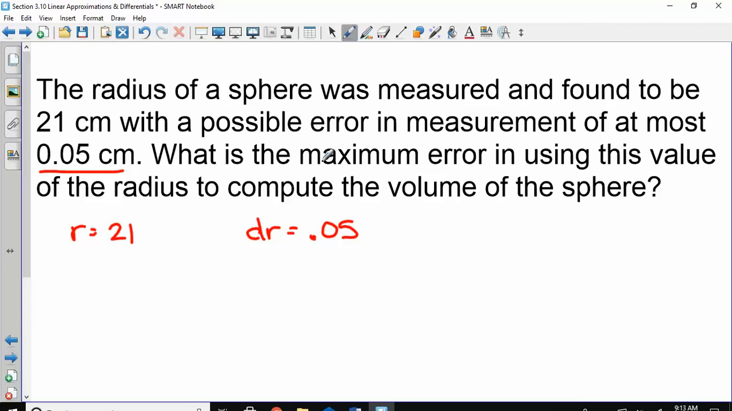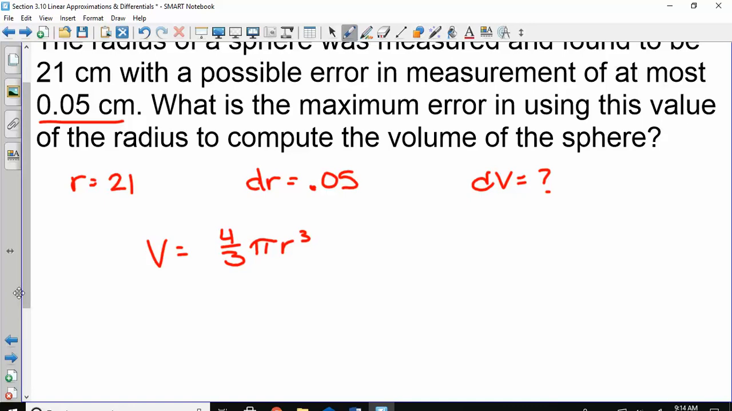I want the maximum error in volume. So what variable would I use for the error in the volume? dV, yeah. Okay, so we have to think about this. We are talking about a sphere. The volume of a sphere is 4/3 pi r cubed.